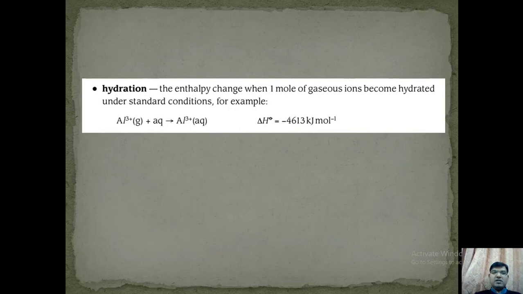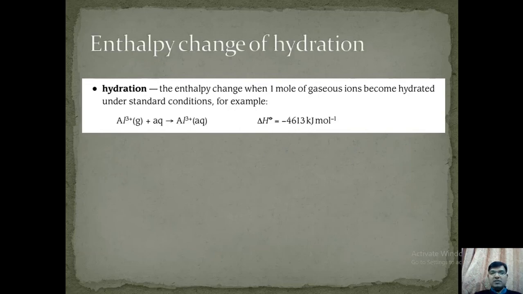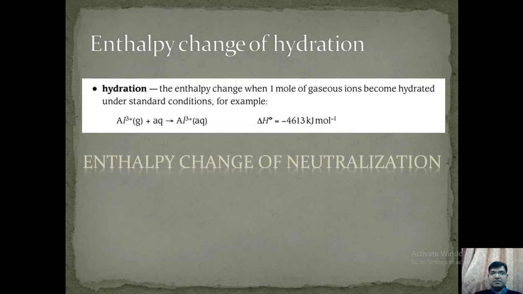What is the enthalpy change of hydration? The enthalpy change when 1 mole of gaseous ions become hydrated under standard conditions. For example, the aluminium ion is absorbed, is changed into liquid form. Delta H for this is minus 4613 kJ per mole.